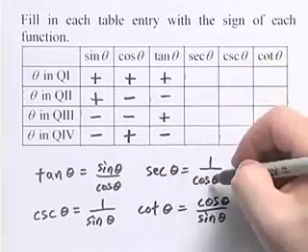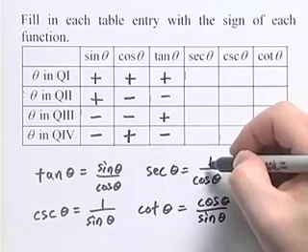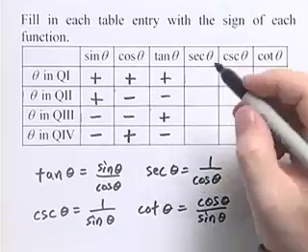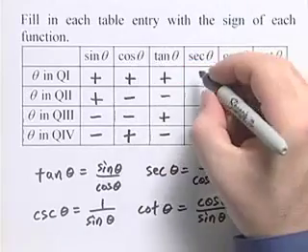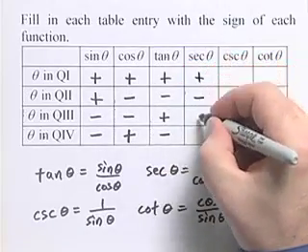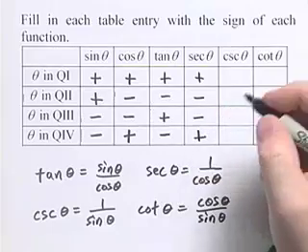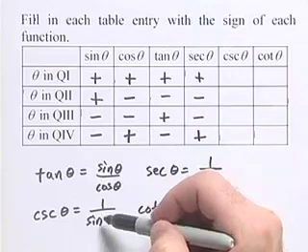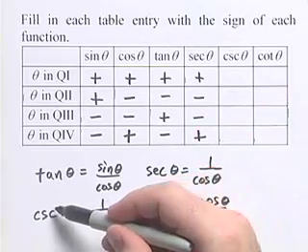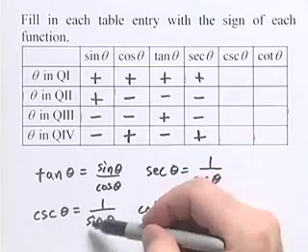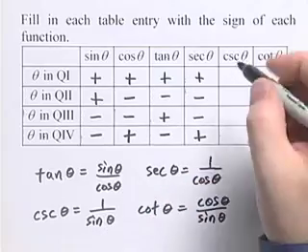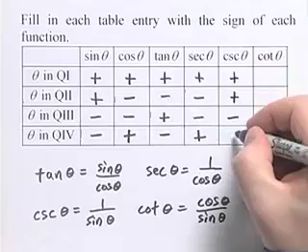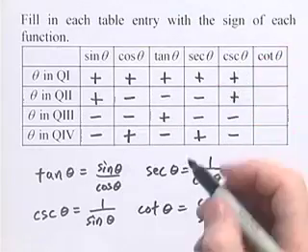Secant is 1 divided by cosine. 1 is positive, so basically the sign for the secant is going to be the same as for cosine. So we look at the cosine values here, we'll get plus, minus, minus, plus. For the cosecant, cosecant is 1 divided by sine. Since 1 is positive, the sign of cosecant will equal the same sign that we get for sine. If we look over here at sine theta, we get plus, plus, minus, minus.